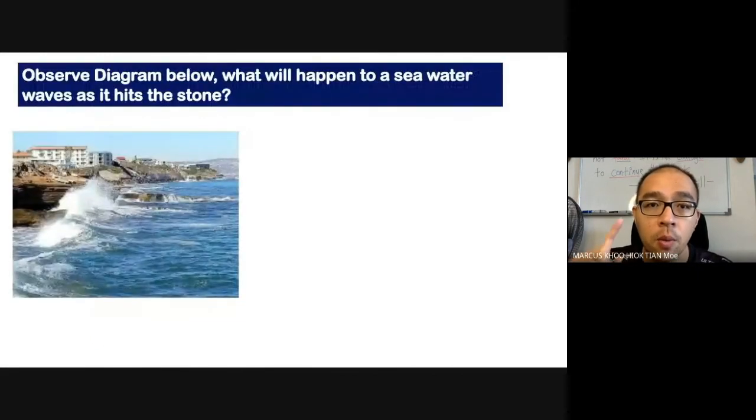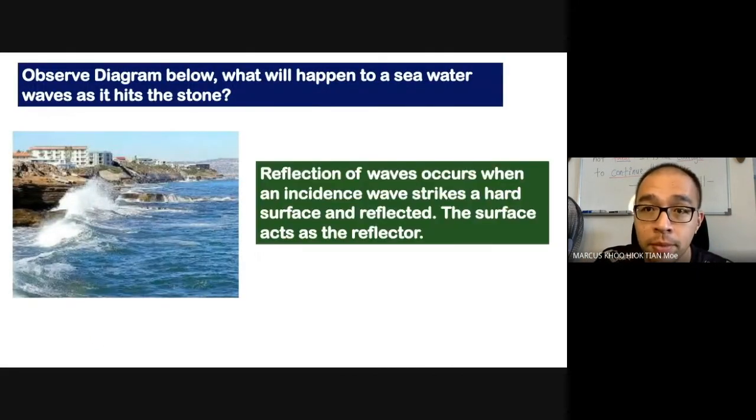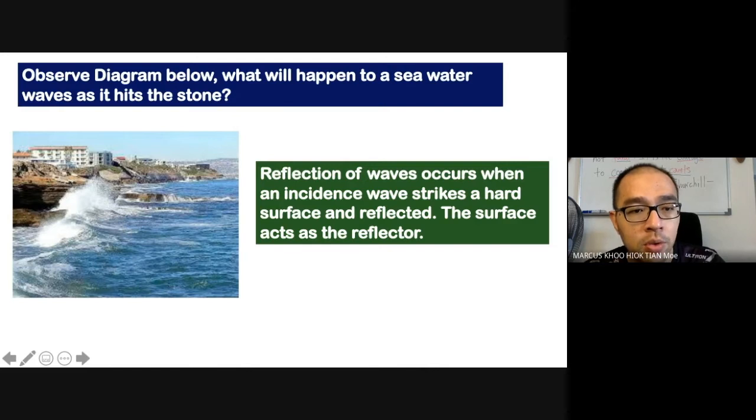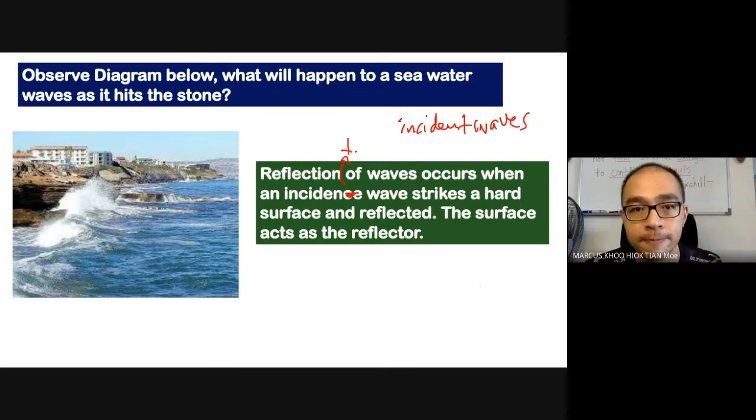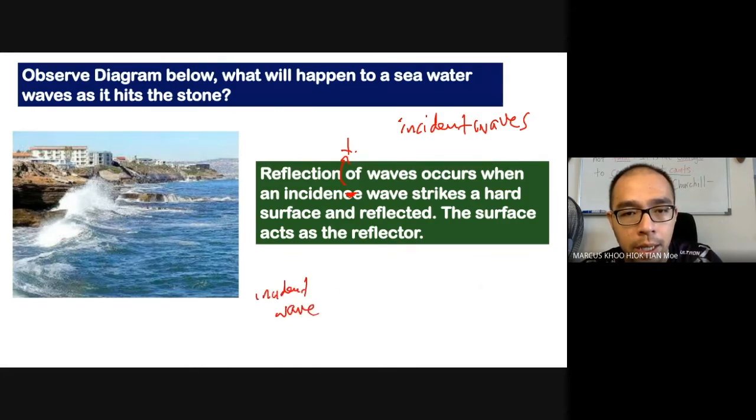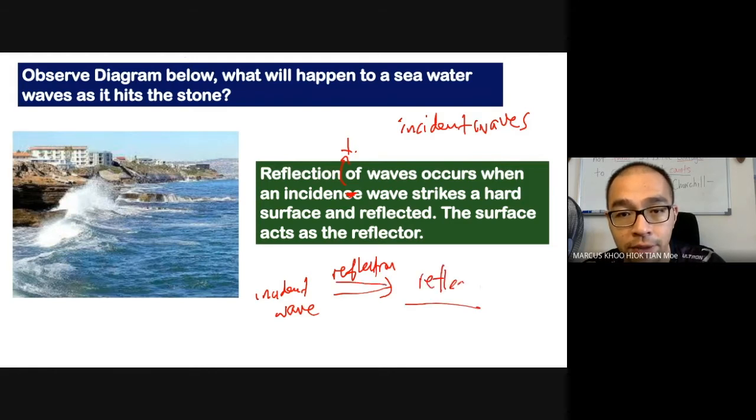So what will happen to the seawater as it hits the stone? We find the reflection of waves occurs when an incident wave, and I want to start off by saying this word, incident, I-N-C-I-D-E-N-T. We are going to see this word a lot. An incident wave is a wave before the phenomenon happens. After reflection, it doesn't remain an incident wave, it becomes another wave. Since we're talking about reflection, it is a reflected wave.